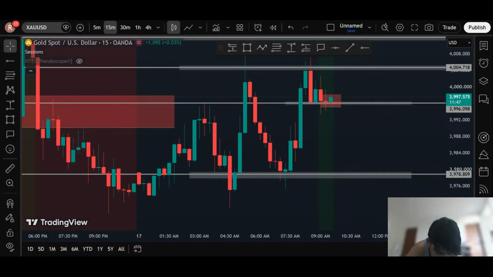Do you see market structure? Yes, I do see market structure. So the structure is we have resistance at 4004, we have support at 3995. That's it. Now we just wait.